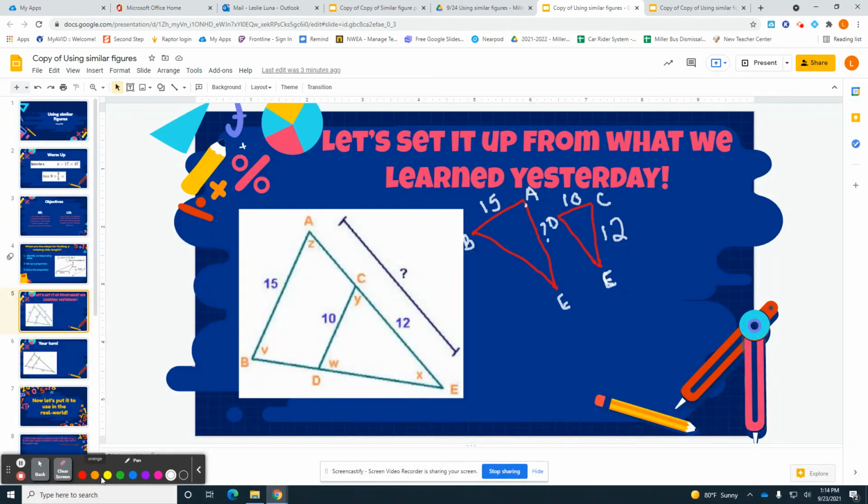Okay, so now going back to yesterday's lesson, I can set up my proportion. And so I'm going to set up my proportion as adjacent lengths.